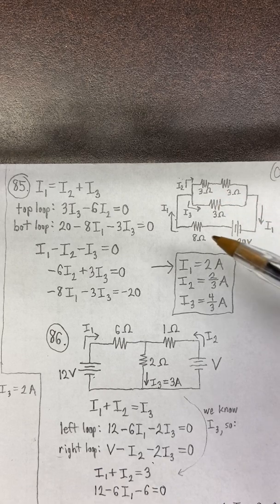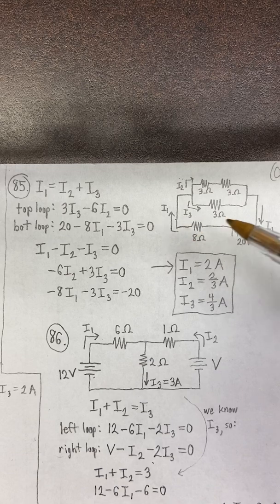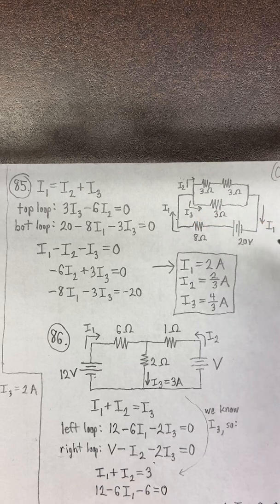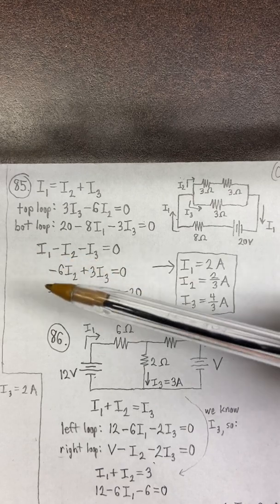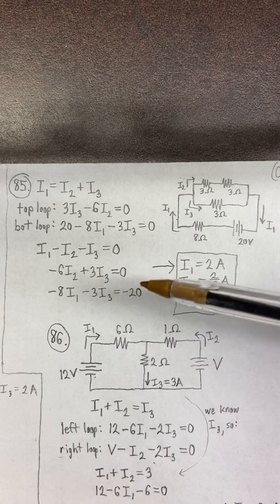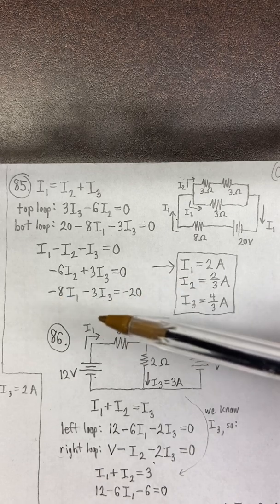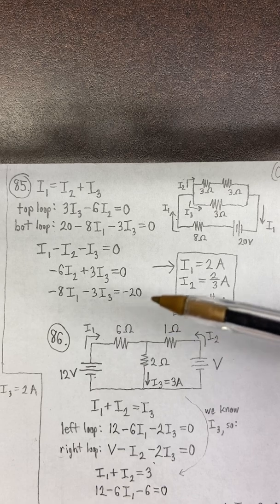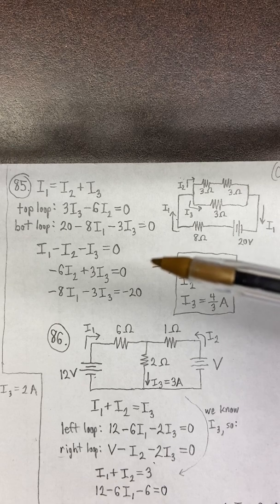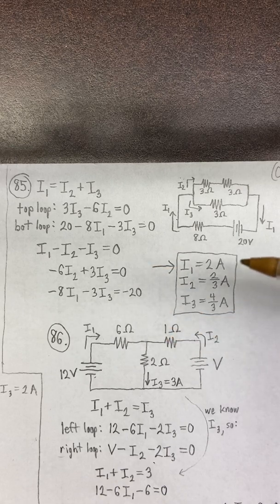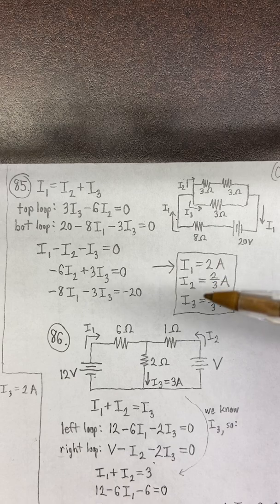Okay, bottom loop, 20 minus 8I1, and then over here we have minus 3I3, and at all times clockwise does match currents. And so we end up with a matrix of 1, negative 1, negative 1, 0, 0, negative 6, 3, 0, negative 8, 0, negative 3, negative 20. Put that matrix into your calculators, do reduced row echelon form, or RREF, and you'll find that we have I1, I2, and I3 of 2 amps, 2/3 amps, and 4/3 amps, respectively.